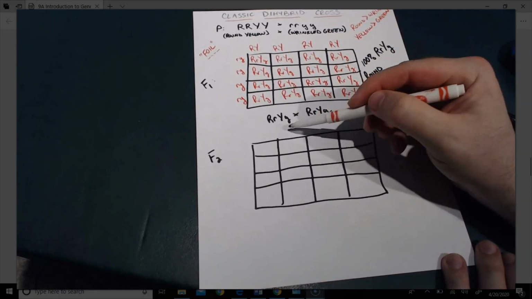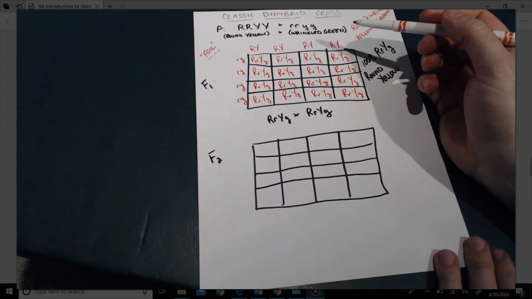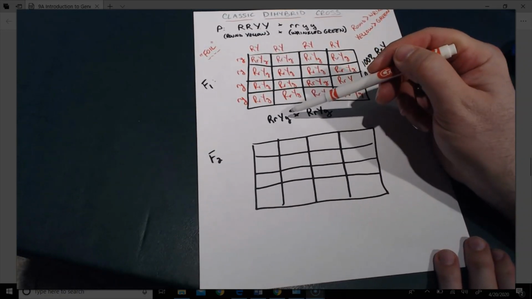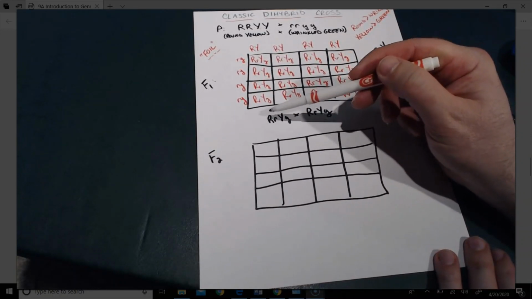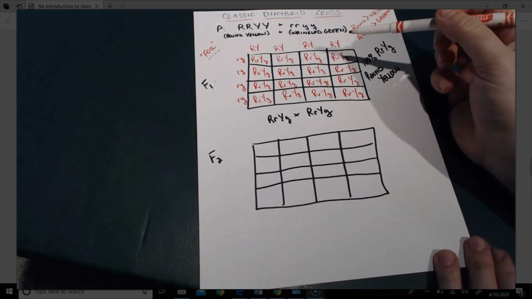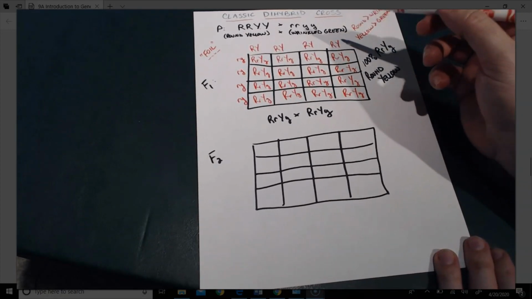What would be above these blocks if we use the FOIL method? Remember, when you're talking about FOIL, you're talking about the R's and the Y's. So the first R and the first Y, the outer R and the outer Y. So go ahead and pause the video and try to fill this in yourself and see how you would have done. Okay.